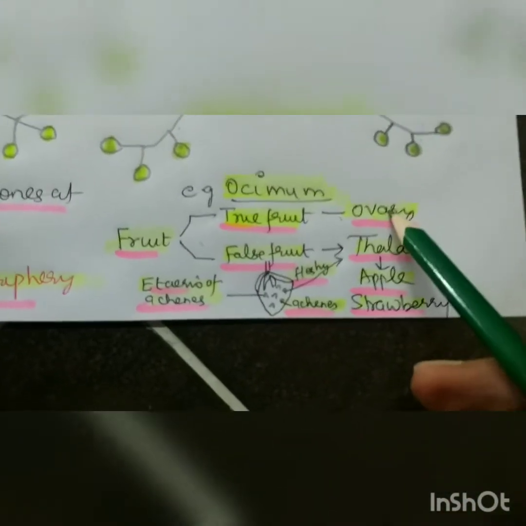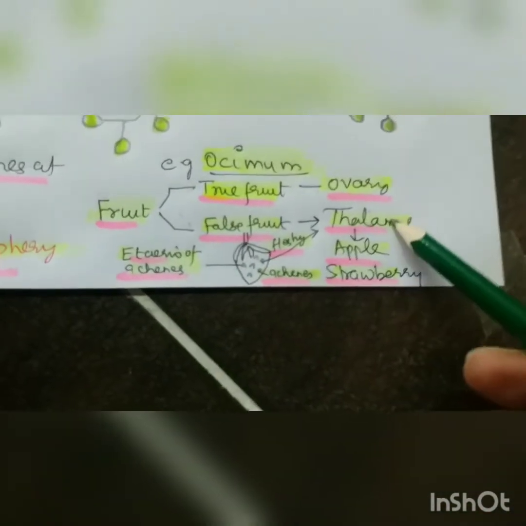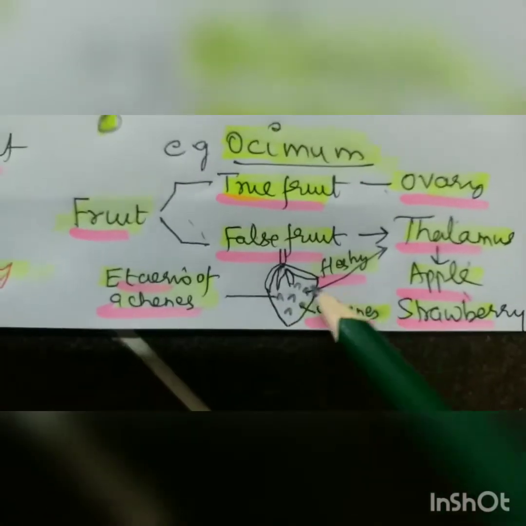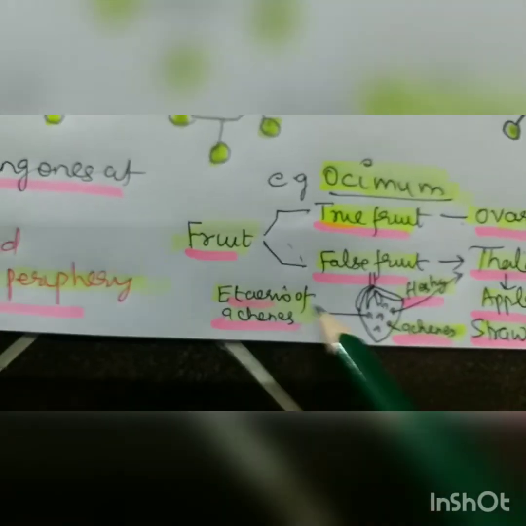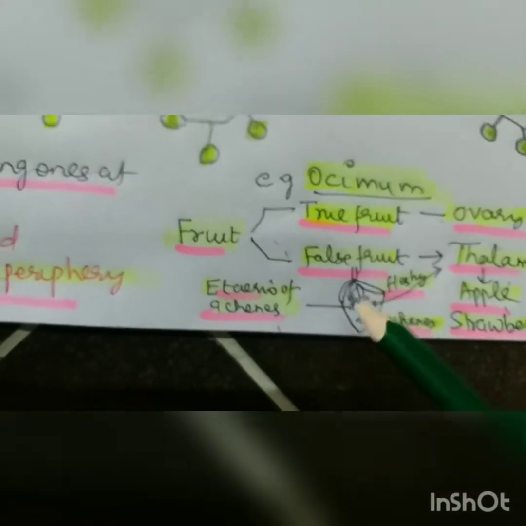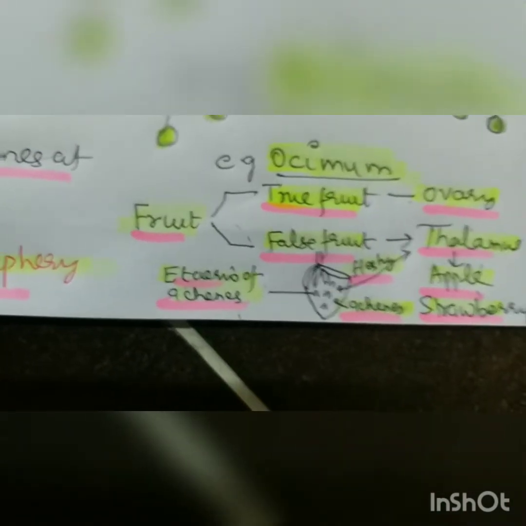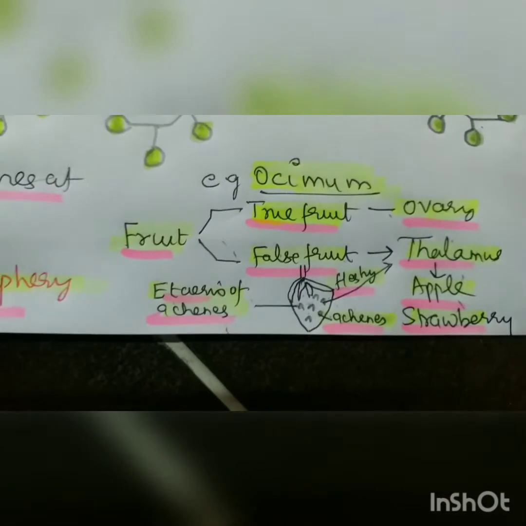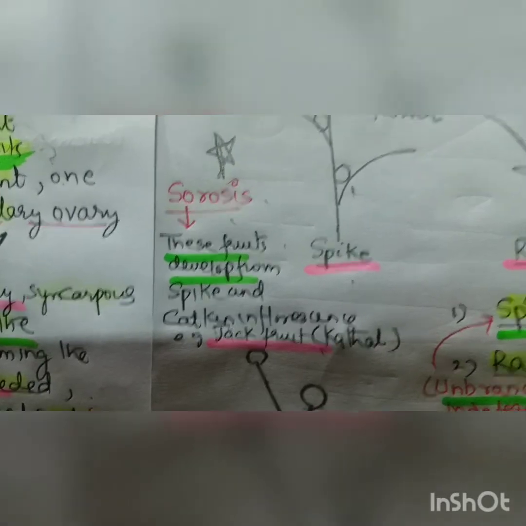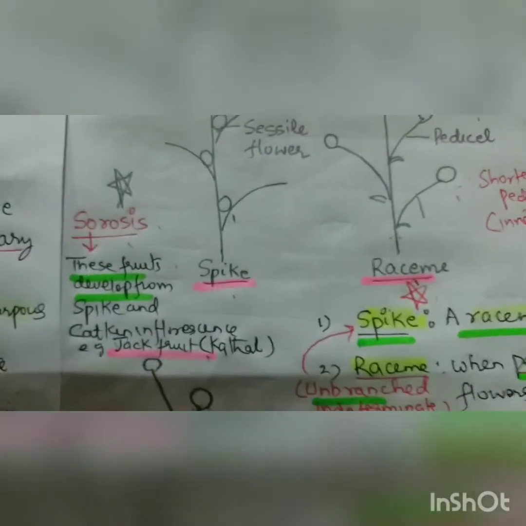Here I want to tell you fruit is of two types, true and false. True is which comes from the ovary, false which comes from the thalamus, leaf, or other parts, but today I will take thalamus, which is apple. Another is strawberry. Strawberry we eat like this, and when we eat we see small spots. These are called achenes. Therefore the fruit in strawberry is an etaerio of achenes, and this is a fleshy thalamus, and on the thalamus there are achenes.